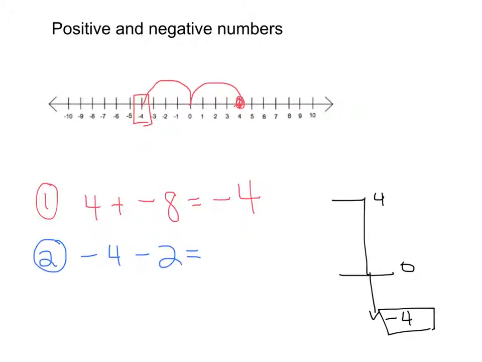If I were instead subtracting 2 from a negative 4, that just means you're starting at negative 4 and you're subtracting 2 from that. So I go to the left 2 units and I end up at negative 6. So negative 4 minus 2 gives me negative 6.